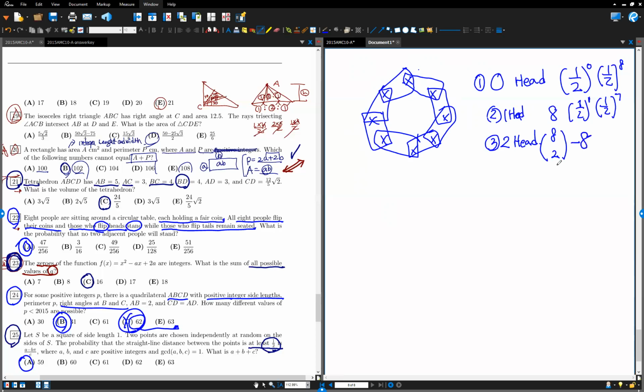That's the number, okay? 8 combination 2 is how much? 8 times 7 divided by 2 is 28. And minus that, that's 20 different cases, right? The probability is 20 times 1 over 2 to the 8. 2 are heads, all the others are tails. That's it. Okay? 2 heads. Now the next is 3 heads.